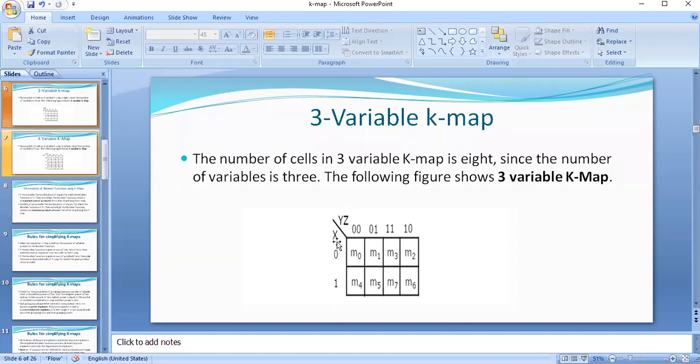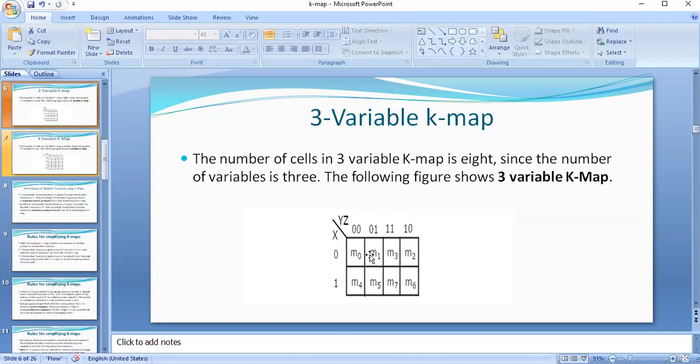For a single variable, we have two possible combinations, 0 and 1. For two variables, we have four possible combinations: 00, 01, 11, and 10. I'm not taking them in numerical order because for three, four, or five variables, we use the Gray code sequence.